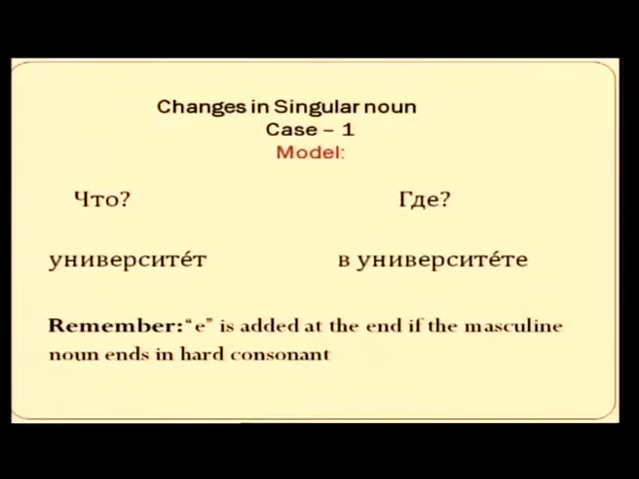Что? Университет. Где? В университете. Here the hard ending noun of the masculine gender университет is changing into университете. Let us make a few examples. Где учится ваш брат? Мой брат учится в университете. Here we have seen the usage of где. Что это? Это мой университет. What is this? This is my university.